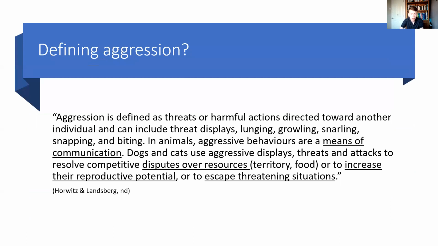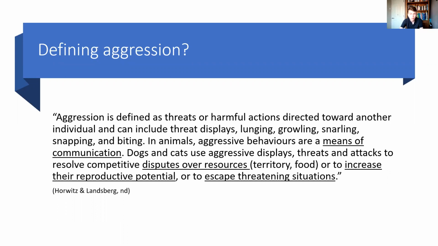Okay, so to start off with, we're going to have a look at how we define aggression. There's a really good definition given by Horowitz and Landsberg. They defined aggression as threats or harmful actions directed towards another individual, and that can include threat displays, so things like lunging, growling, snarling, snapping, and biting. In animals, aggressive behaviours are a means of communication, which is really important as well. It's a way to let another animal know that for whatever reason, a particular individual is not comfortable with something generally.